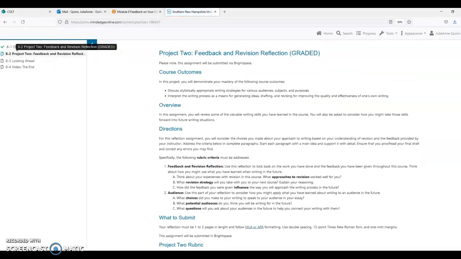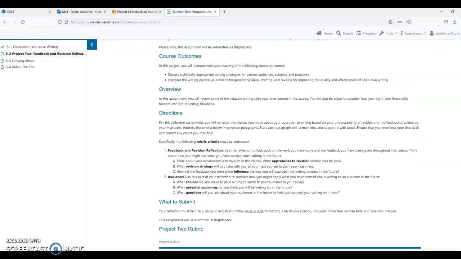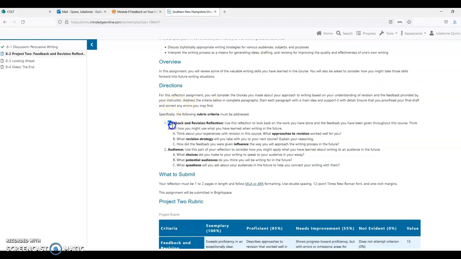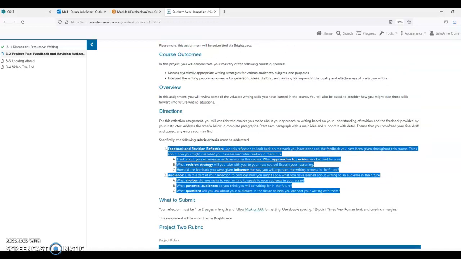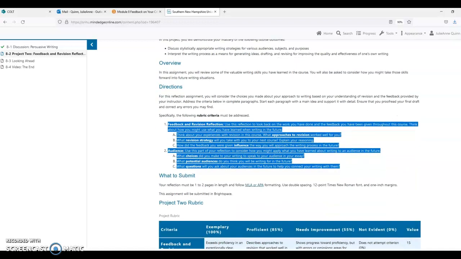Then you've got the reflection assignment. Specifically, these rubric criteria must be addressed. It wouldn't be a bad idea if you cut and pasted this into the reflection, and then of course you can delete it by the time you're done, but this just reminds you of each point you need to hit on your reflection. Okay, feedback and revision.